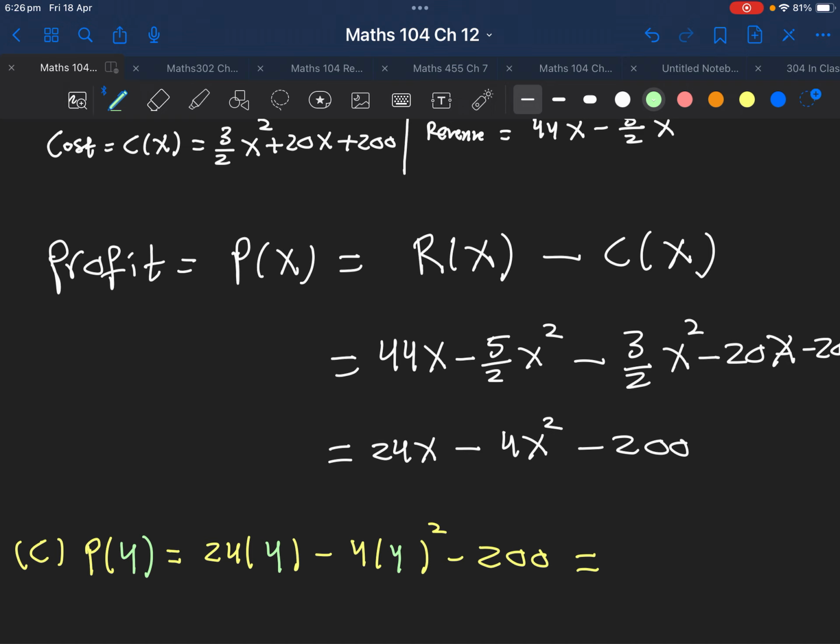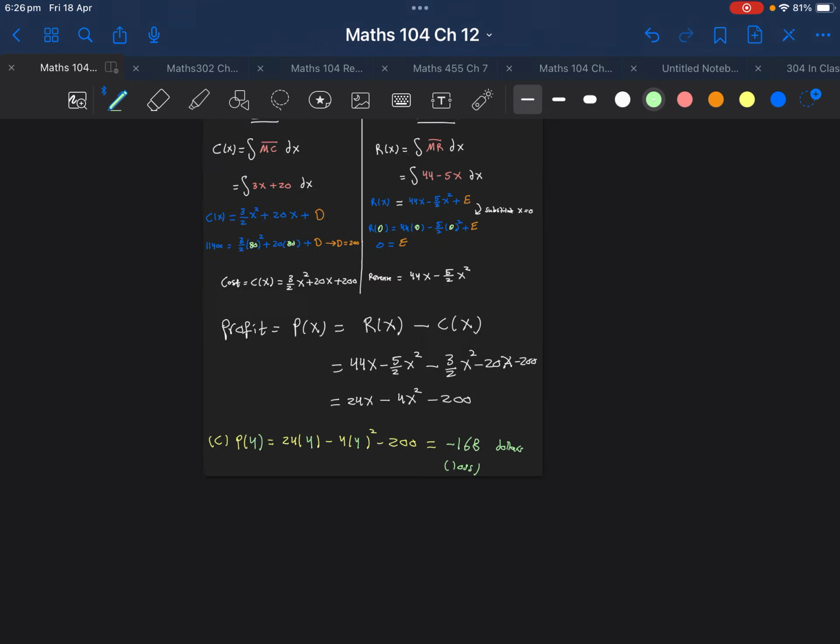So that will be negative $168, which is a loss. That's the profit at the optimal level of production.